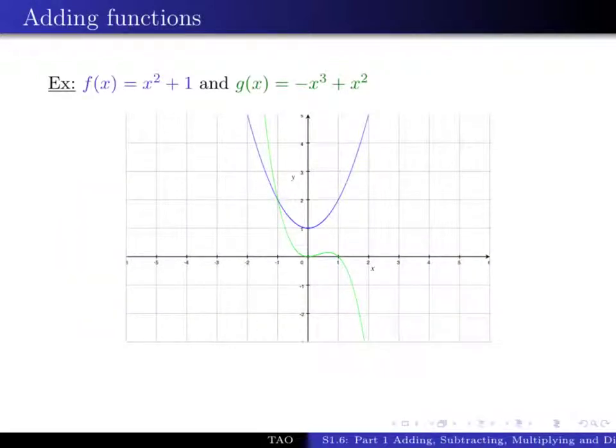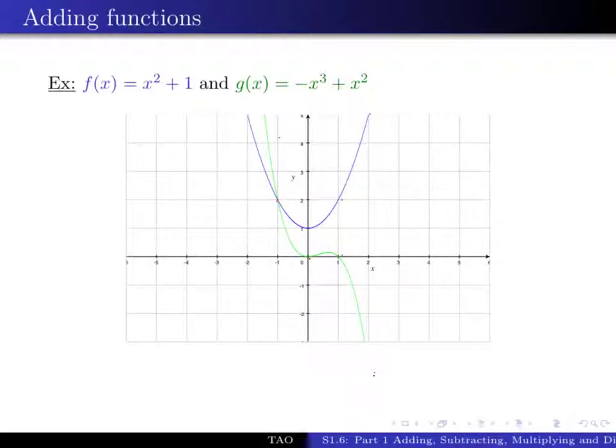So in this one we're given that our initial function f is x squared plus 1, and our g is this cubic, minus x cubed minus x squared. Now when we add them up, we're going to add the values of f and the values of g together. So at 0, it should be 0 plus 1. At 1, it should be 0 plus 2. At negative 1, it should be 2 plus 2, so it should be up here at 4. At 2, it should be 5 and whatever this thing is down here.